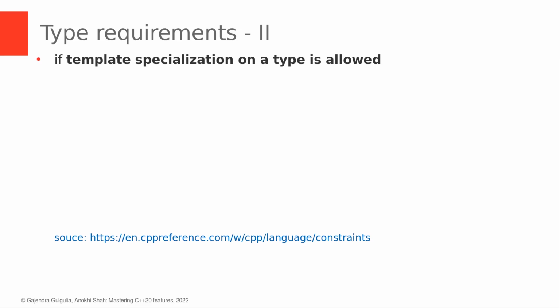In the second part of the lecture about type requirements, I'd like to show you how they can be used to constrain template specialization of certain objects. That is, using type requirements, we can allow, for example, only certain set of template parameters on a given class template. Let's look at an example.